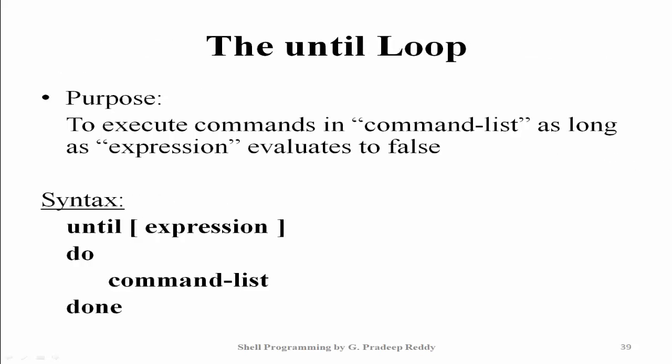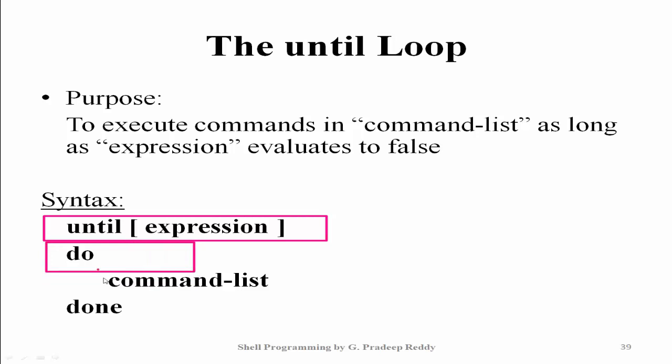So next one is the until loop. It will be executing until a specific action is specified by the user. For example, it is going to execute the command list as long as the expression evaluates to false. Here you are going to specify until expression, this particular expression is false, then the command list. Then do is ended with done.